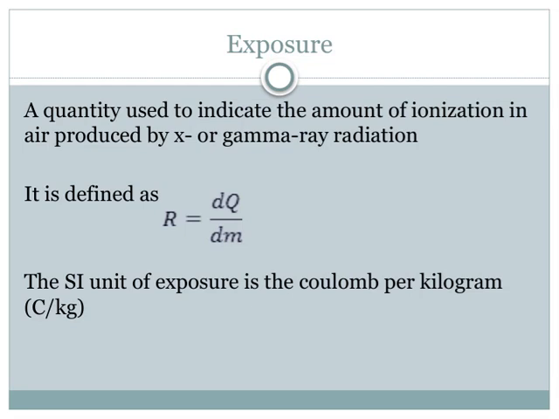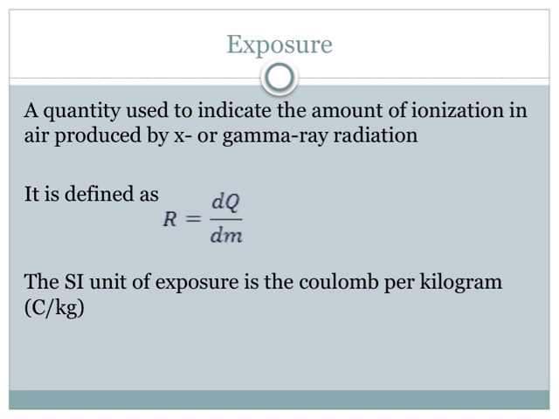On this slide, we're looking at a quantity that helps us measure how much ionization is produced in the air by X-ray or gamma-ray radiation. This is important because it gives us a way to quantify the exposure of air to these types of radiation. The key point here is that this measure is defined in a specific way, which we'll get into shortly.